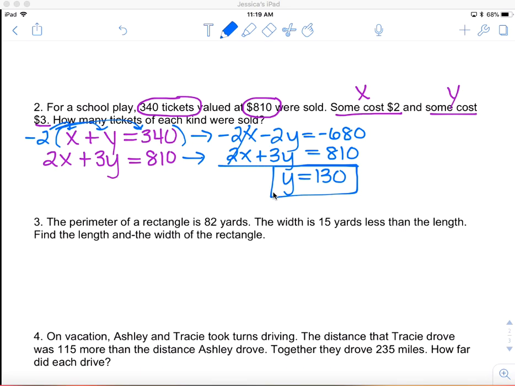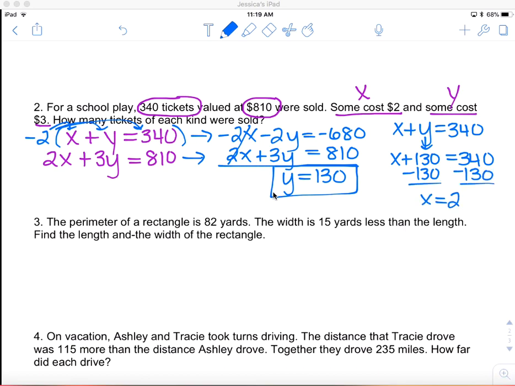So now that I know that y is 130, I can plug this back into my original equation and solve for x. To get x by itself, I just subtract 130, and x is 210. These are super easy to check because your answer should make sense with the situation that you have going on. 130 plus 210 is 340, so I know it works.